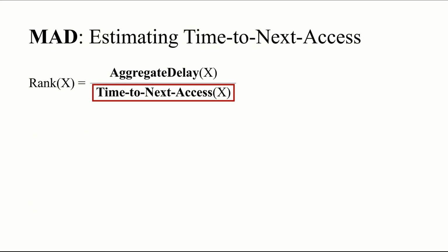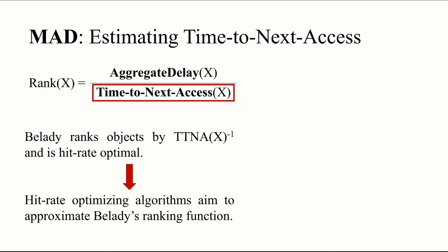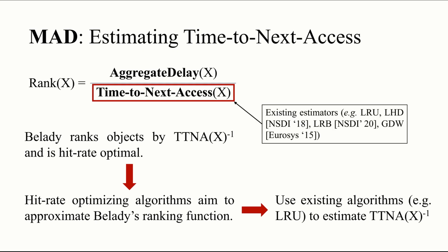We first consider the denominator, the time to next access. Recall that Belady chooses to evict objects that are used farthest in the future, which means that it ranks objects by 1 over the time to next access. We also know that Belady is hit rate optimal in the absence of delayed hits, which means that almost all hit rate optimizing algorithms aim to operate as close to Belady as possible, and the ranking function is an approximation of 1 over the time to next access. As a result, we can use these existing caching algorithms, such as LRU, LHD, LRB, or GD-Wheel, to name a few, as estimators of the denominator.